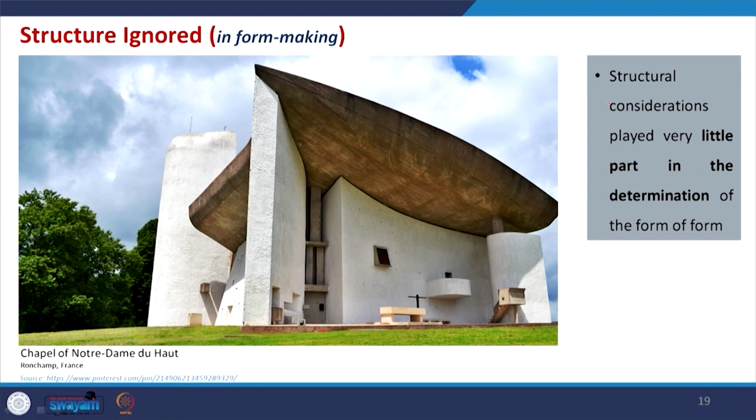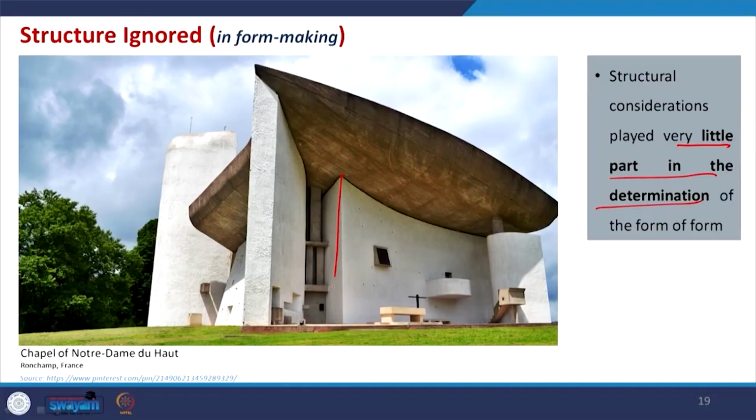Here, if you see, structural considerations played very little part in the determination of the form. See in this example, this huge mass being created, and this roof, because now the material is available, we can think of reducing the thickness of the structure, we can go for a cantilever of a desired length with due consideration of the structural requirement to support it. So this is one example where structure is being ignored in form making.